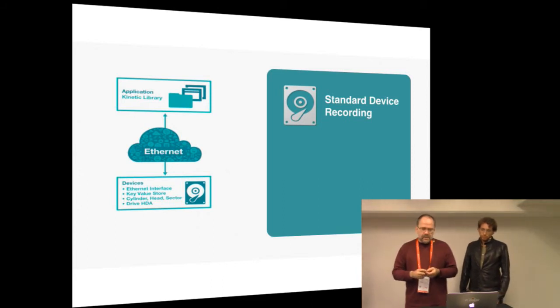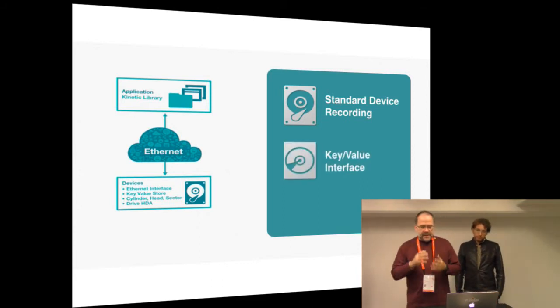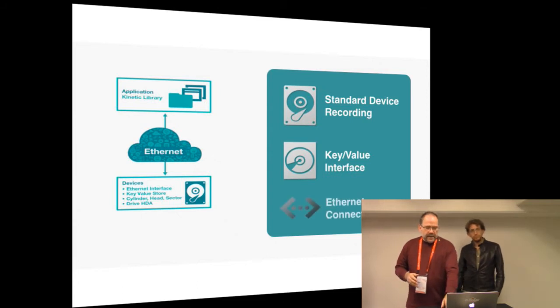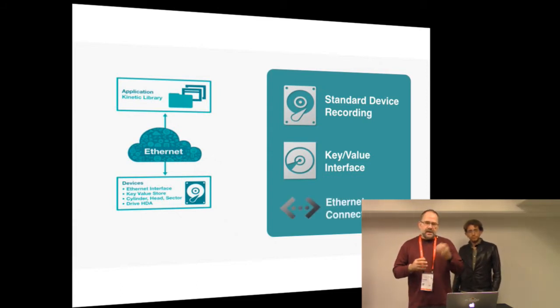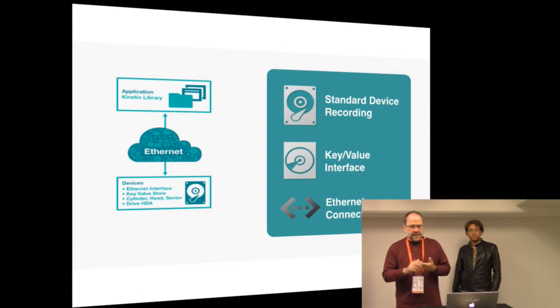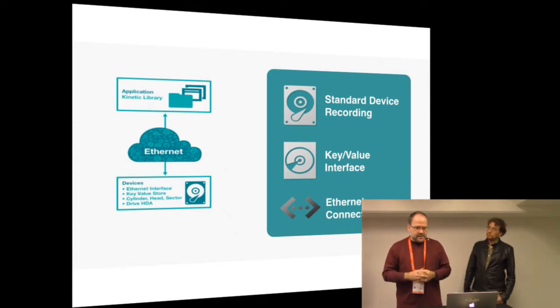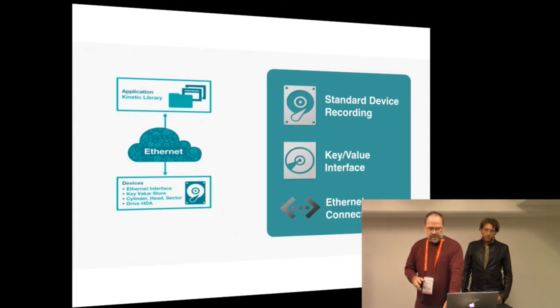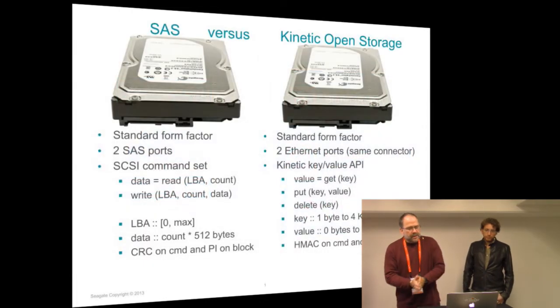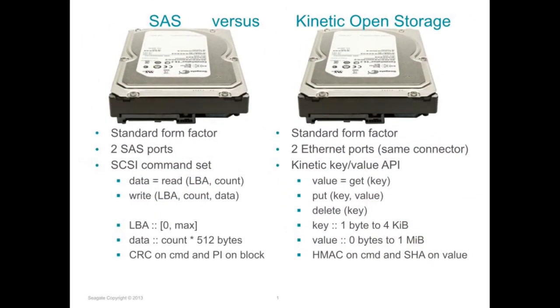We take a standard recording device, we take a key value API, and we have an Ethernet connectivity. It's the combination of those three items, the standard recording device, the key value interface, and the Ethernet connectivity, that makes this such a rich device. The Kinetic open storage device is a standard form factor. Instead of having two SAS ports, it has two Ethernet ports.